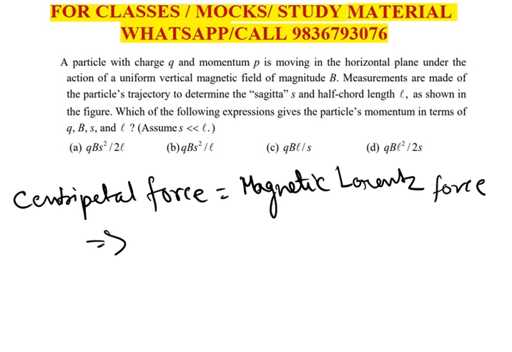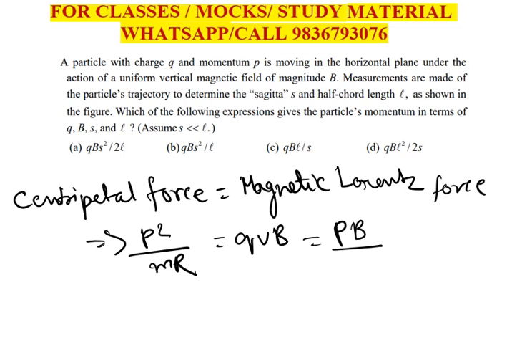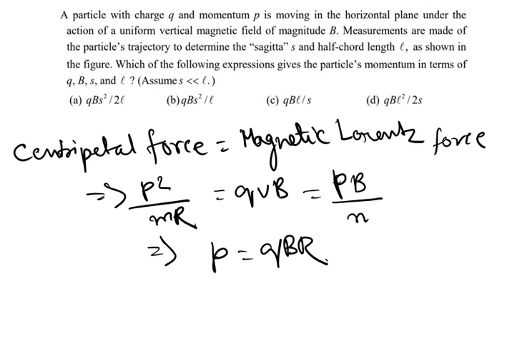Which implies that p squared by mr equals qvB, or we can write p by m equals qB, which implies we can also write p equal to qB into r. So we need to express the radius r in terms of s and l, right? We need to express the radius in terms of s and l.